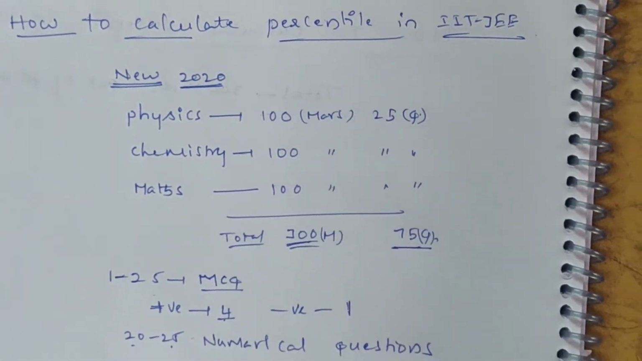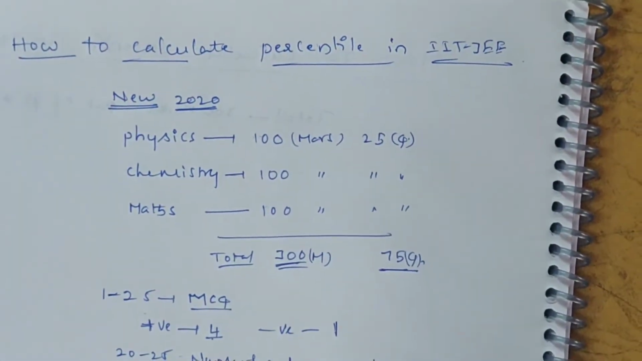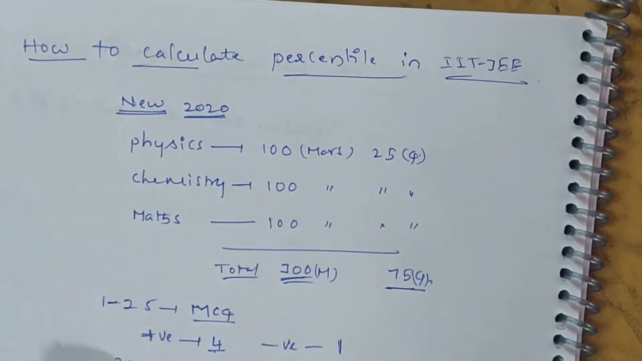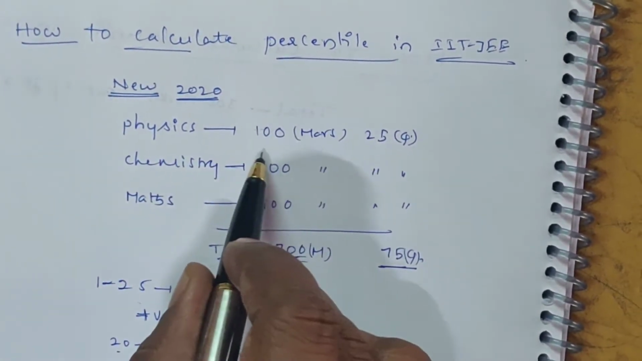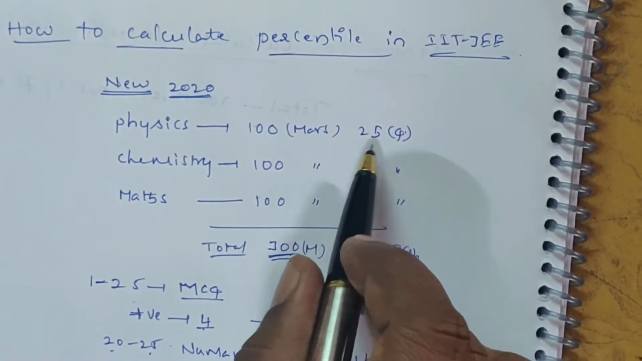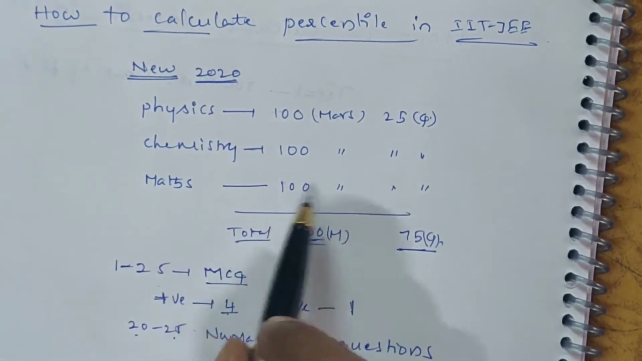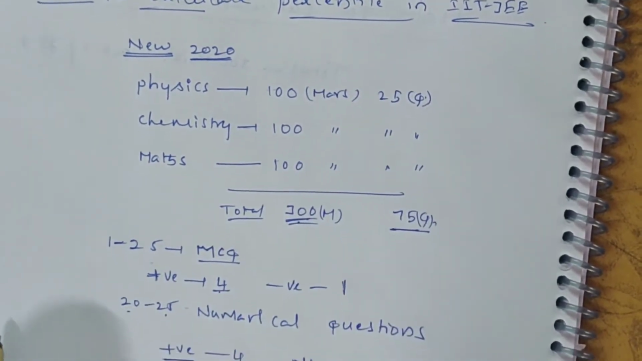Today I am going to discuss how to calculate percentile in IIT JEE. Before going to percentile, I will explain the new pattern changes this year. Physics 100 marks, number of questions 25. Chemistry 100 marks, 25 questions. Maths 100 marks, 25 questions. Total 300 marks out of 75 questions.